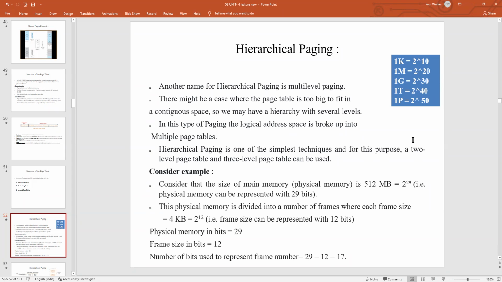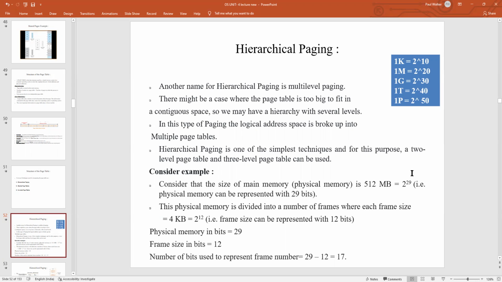So the purpose of using hierarchical paging is dividing the particular page table into two different types of classification. One is the 2-level page table and another one is the 3-level page table. For example, considering a memory size of 512 MB, this can be represented in the form of a physical address, that is 2 power 29.